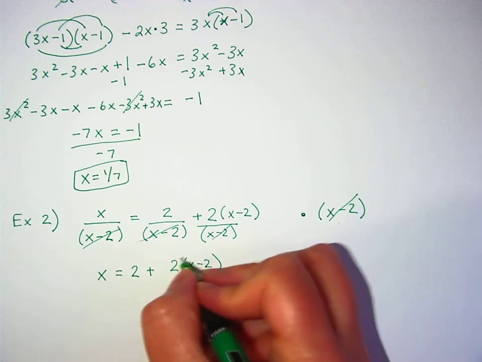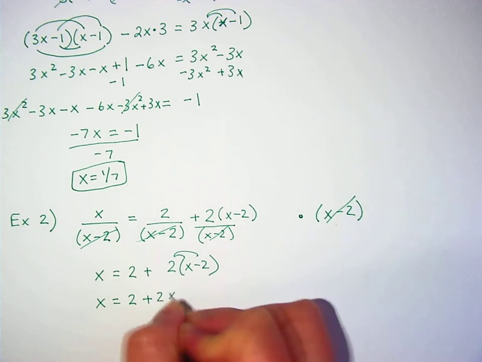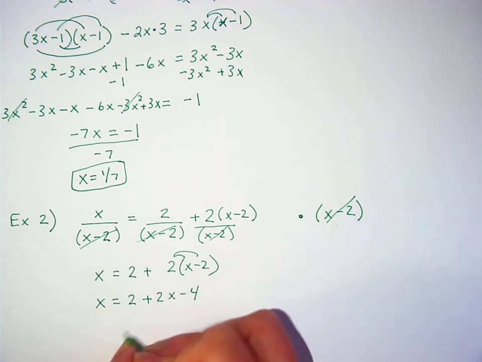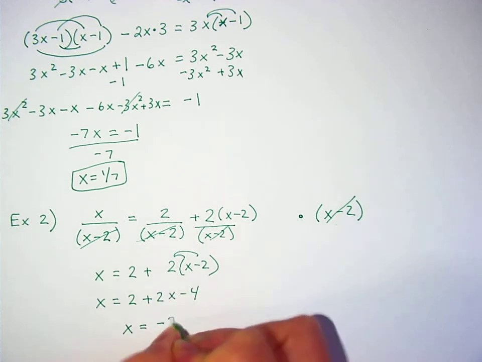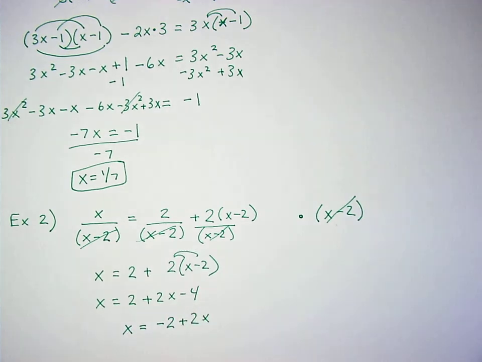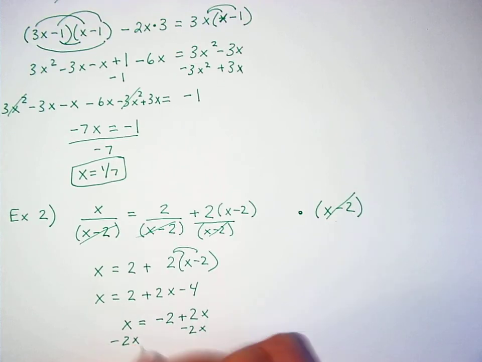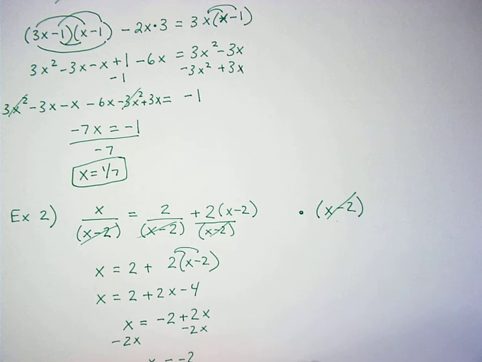And I'm left with x equals 2 plus 2 times x minus 2. And then if I distribute, now I have x equals 2 plus 2x minus 4. And then x equals, let's say, negative 2 plus 2x. And then subtract 2x from both sides. I've got negative x equals negative 2. So x equals 2.